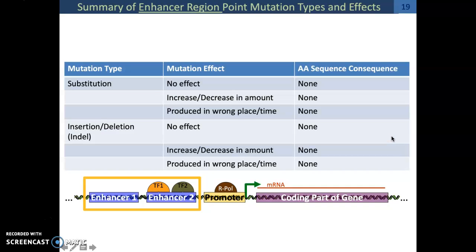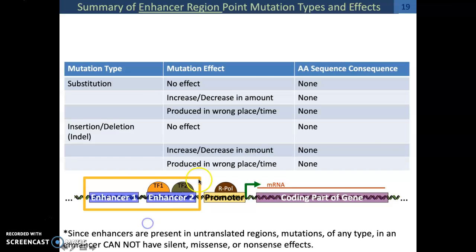So let's rewind and look at what the big take-home messages are here. And then I want to expand on one more point with you. The enhancer regions, right, don't have any impact at all on an amino acid sequence. They don't have any impact on the protein because they're not involved in the coding part. However, mutations in enhancer regions can increase or decrease the amount of product, or cause the production in the wrong place or the wrong time, right? And that could be through substitutions or it could be through indels.